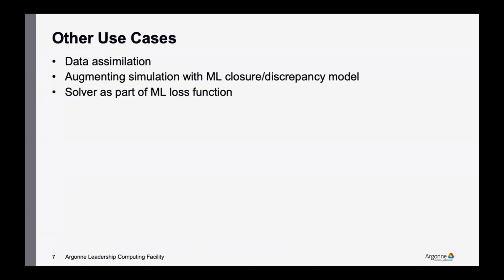Okay, and other reasons you might want to couple simulation and machine learning: you may want to do some kind of data assimilation to augment your simulation. Maybe your simulation is imperfect in known ways and you have a machine learning model to model the discrepancy or closure. And sometimes machine learning models have a solver embedded in the loss function.